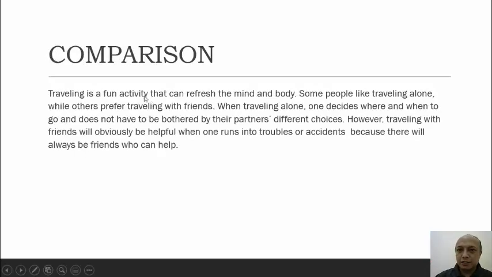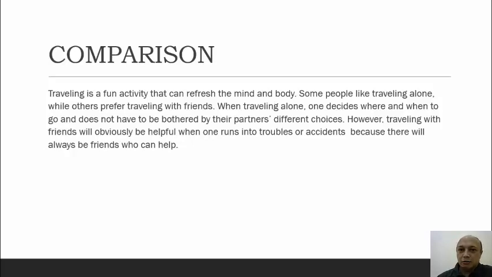Now, traveling is a fun activity that can refresh the mind and body. Some people like traveling alone, while others prefer traveling with friends. Now, starting from the second sentence, you have stated a comparison, traveling alone and traveling with friends. Now, you have just started comparing two different activities. One is traveling alone, the other is traveling with friends.